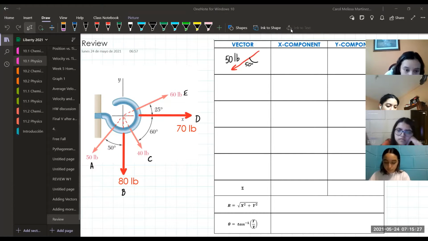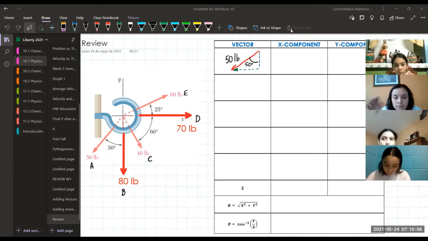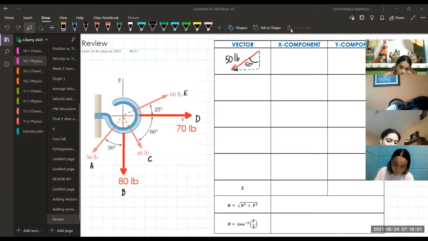Now, remember, for each vector, I need to get the components. So, tell me, my x component, where is it going? Right or left? Left. Okay. And my y component, where is it going? Up or down? Down. That's important, because that will determine the sign of each component.